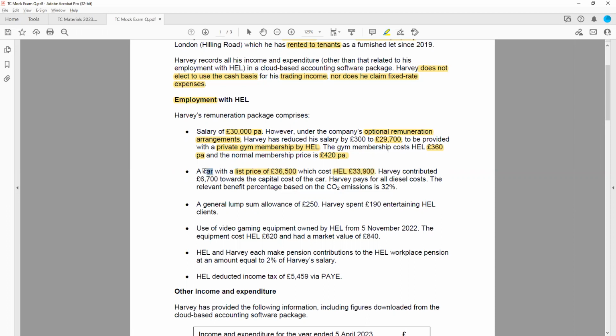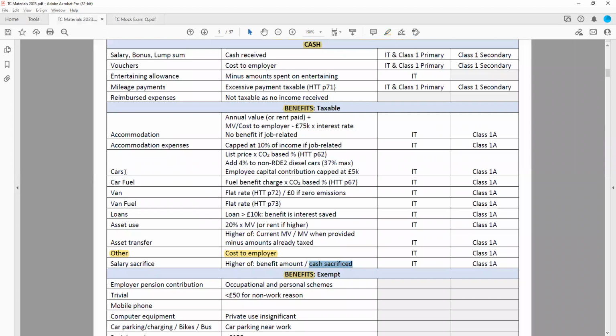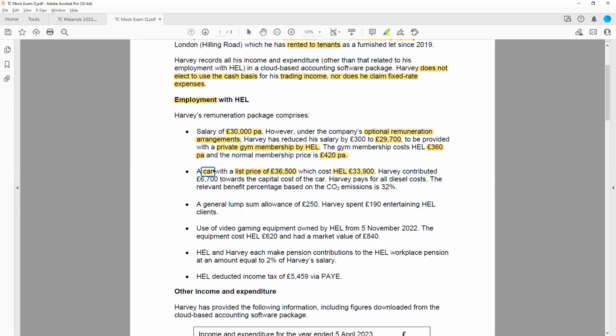So first of all, it's important to pick out we're dealing with a car here. So there are some very particular calculations, but these are with cars. Note it doesn't say vehicles. So therefore, vans are taxed less than that. So we've got a car. It's cars where these very specific rules apply, and it's cars which are heavily taxed.